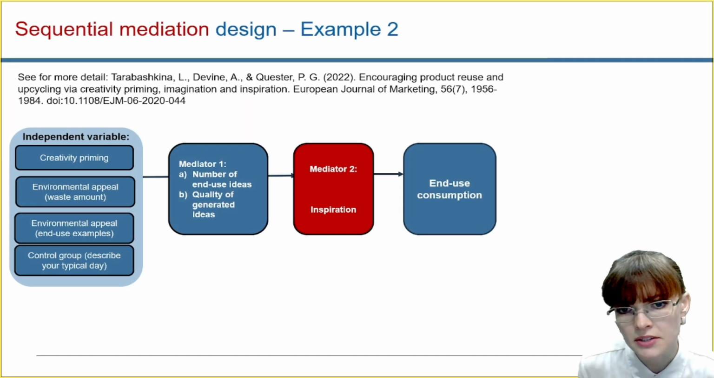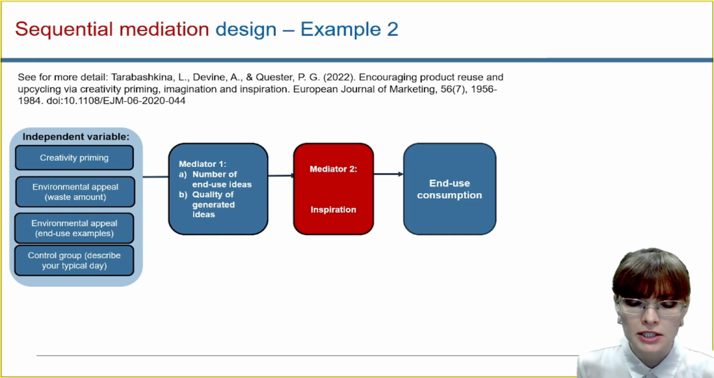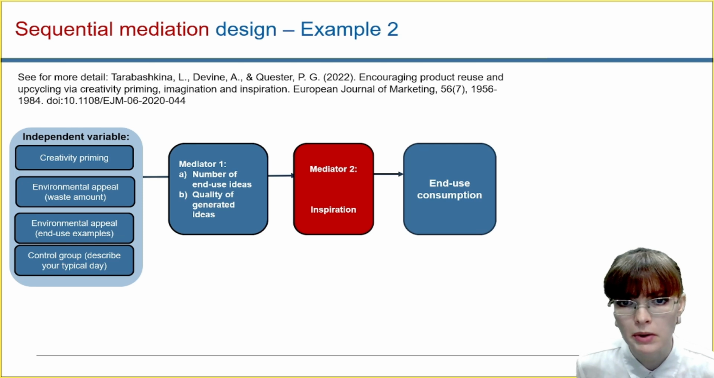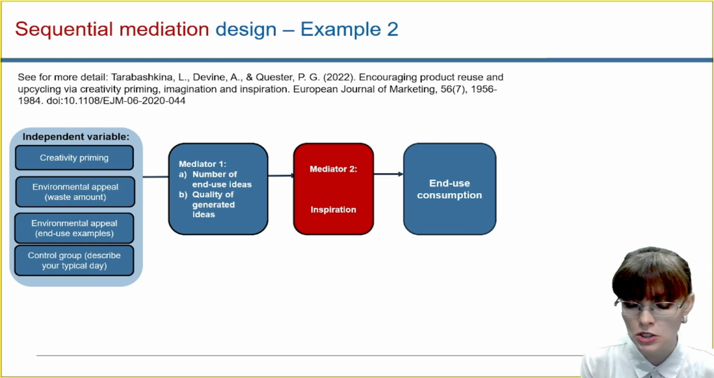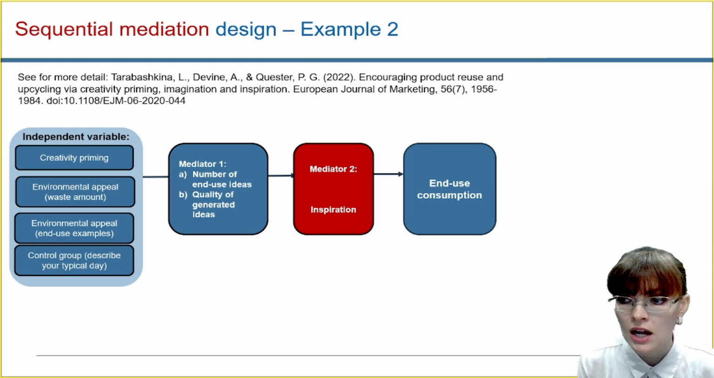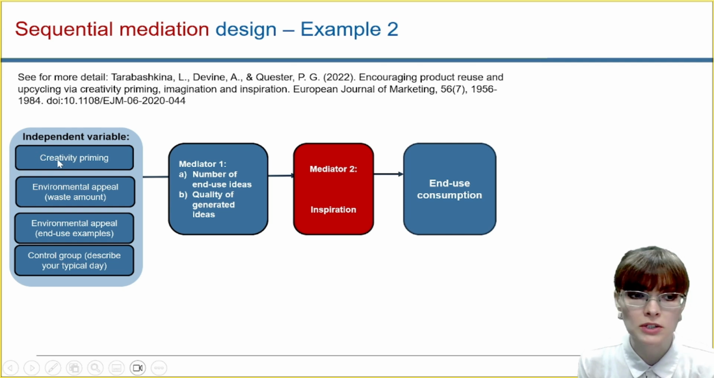Here is another example of a sequential mediation in an experimental design. It comes from one of my works, which was published in the European Journal of Marketing. I was looking with my team at end-use consumption, which is product reuse and upcycling, which applies to products which reach the end of their life cycle. And what we were looking at was the impact of different interventions. We were trying to understand which intervention would be more effective in creating greater end-use consumption.